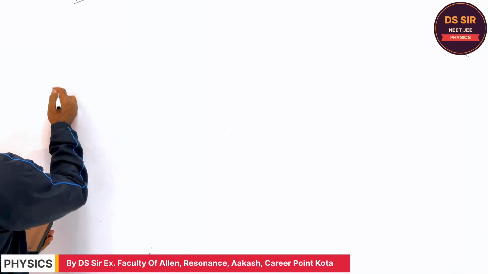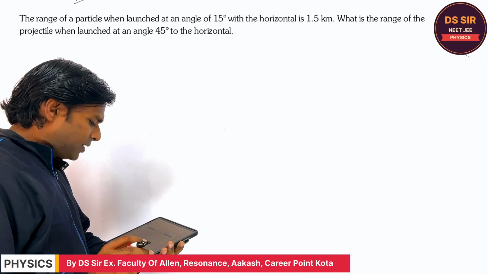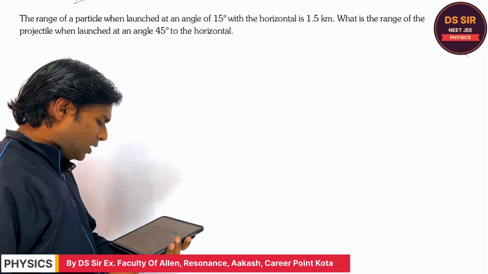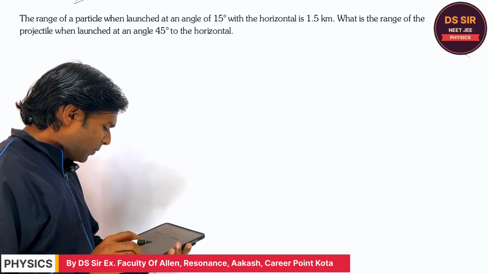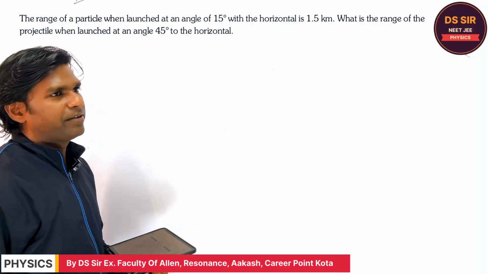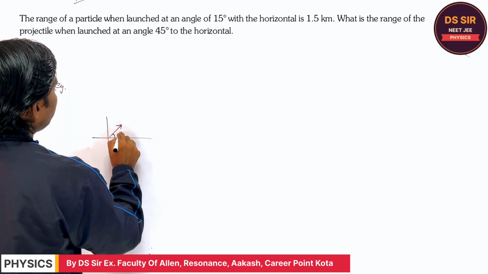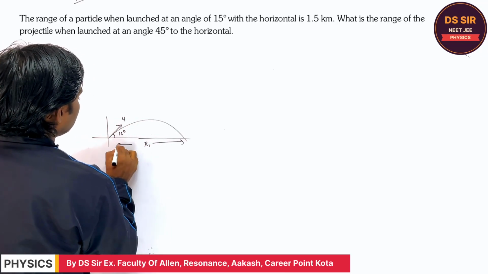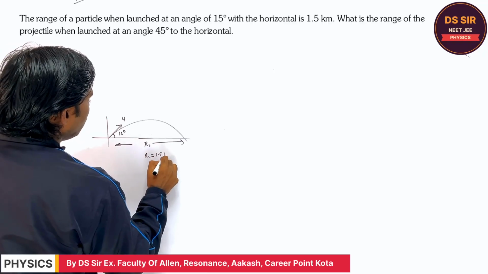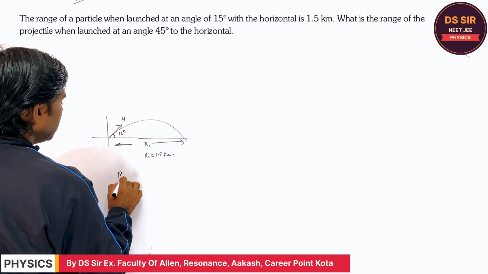So in the next example, I am reading the question. A particle when launched at an angle of 15 degree with the horizontal has a range of 1.5 kilometer. What is the range of the projectile when launched at 45 degree with the horizontal? Right, listen to one thing. If this is the 15 degree, the speed u is given, the range is r1. The value of r1 is 1.5 kilometer. Fine. And 15 degree. So what is r1?